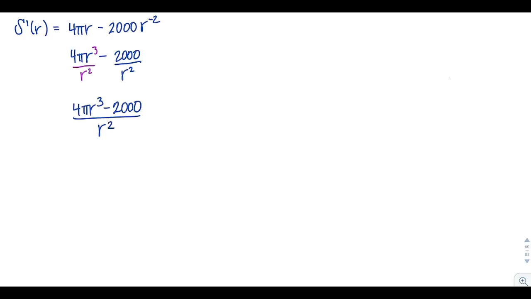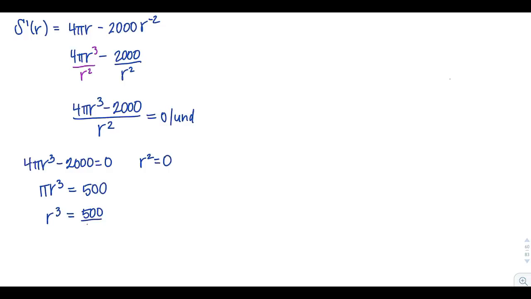And I want to know, where is that equal to 0 or undefined? So it's equal to 0 when the numerator 4 pi r cubed minus 2000 is equal to 0, and undefined where r squared, the denominator, is equal to 0. So here we have pi r cubed would equal 500. Divide by pi, I get r cubed equals 500 divided by pi, or r is the cube root of 500 over pi. And over here I get r equals 0.